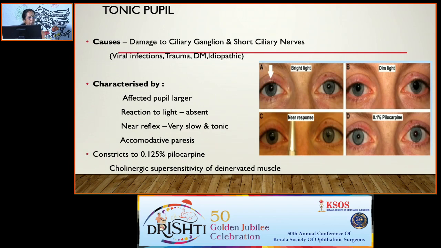Tonic pupil: this is due to damage to the ciliary ganglion and short ciliary nerves due to viral infections, trauma, diabetes, and idiopathy. The affected pupil is larger. The reaction to light is absent. The near reflex will be very slow and tonic, and there is an accommodative paresis. And this tonic pupil shows cholinergic supersensitivity of the denervated muscle to low dose pilocarpine.